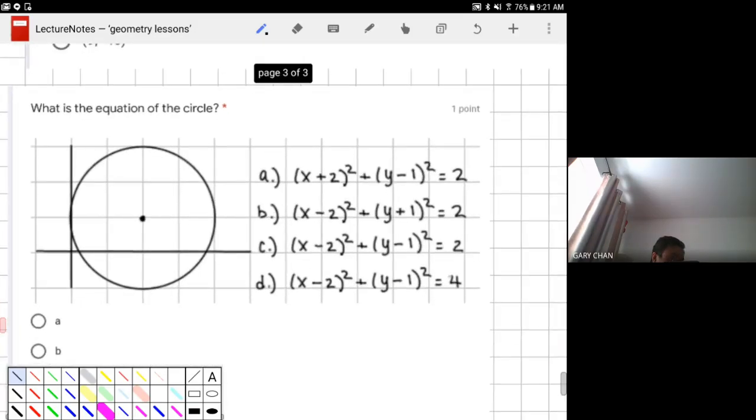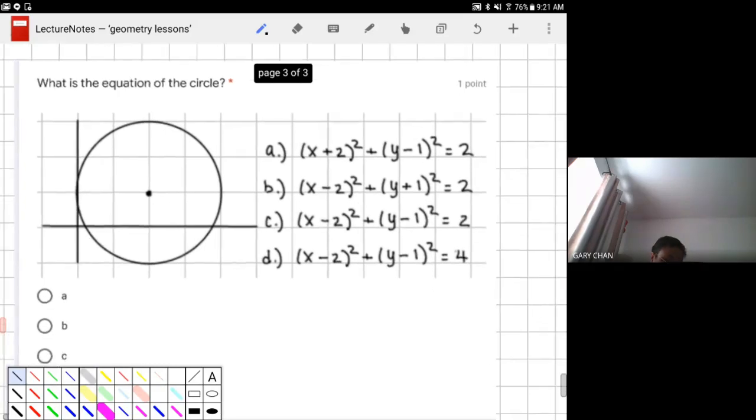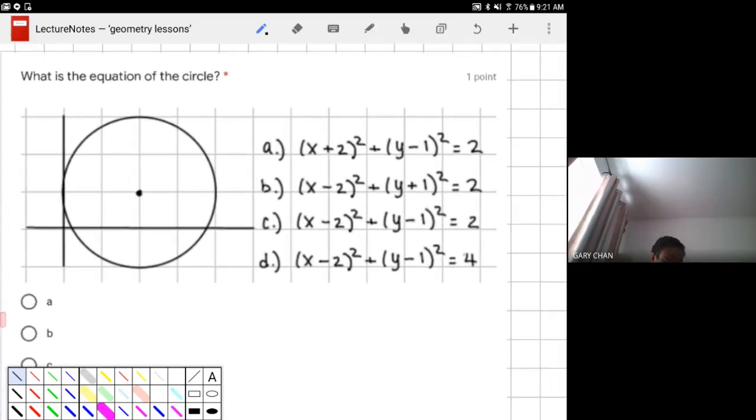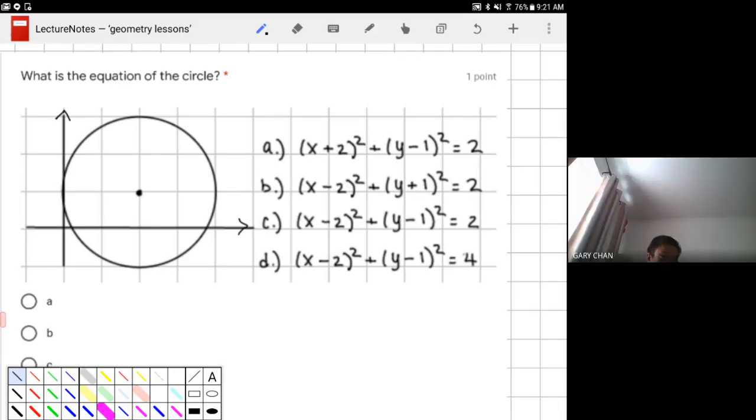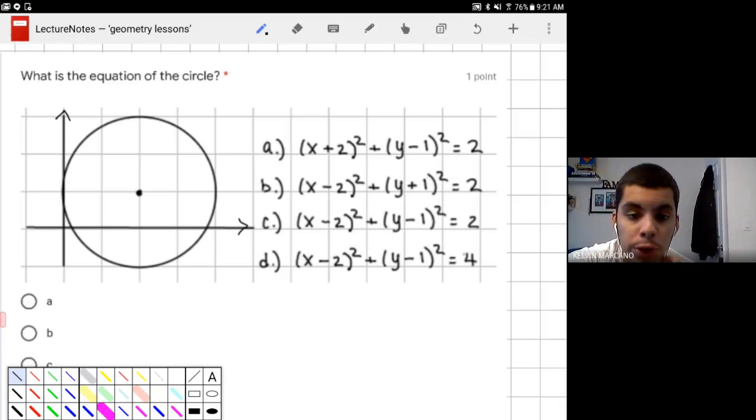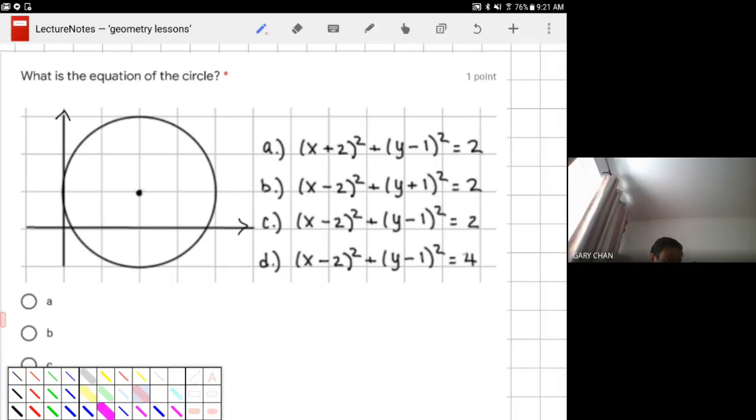Okay, so next question. What is the equation of this circle? Kelvin, what's the coordinate of the center? Is this using the same equation? Same equation, but this time I'm asking you to look at the diagram, right? Based on the diagram, what's the center of the circle?